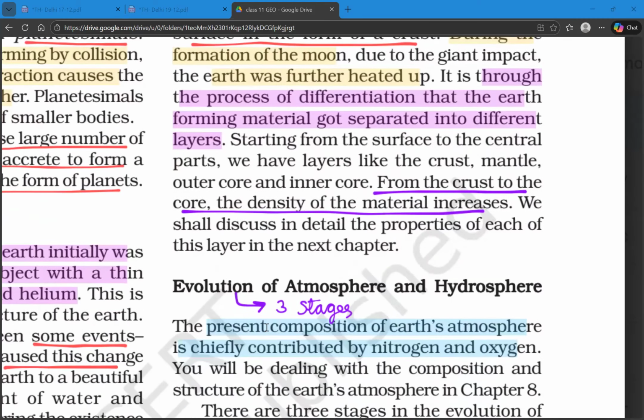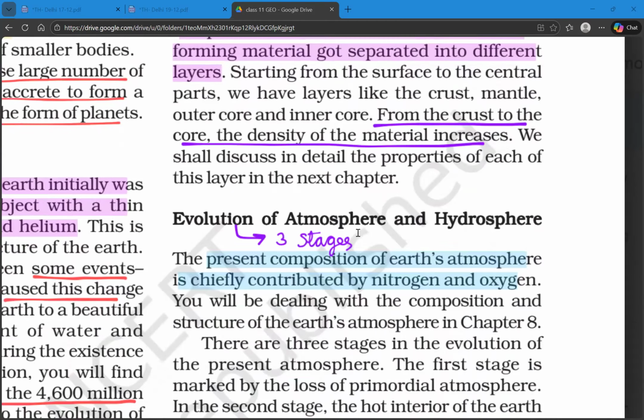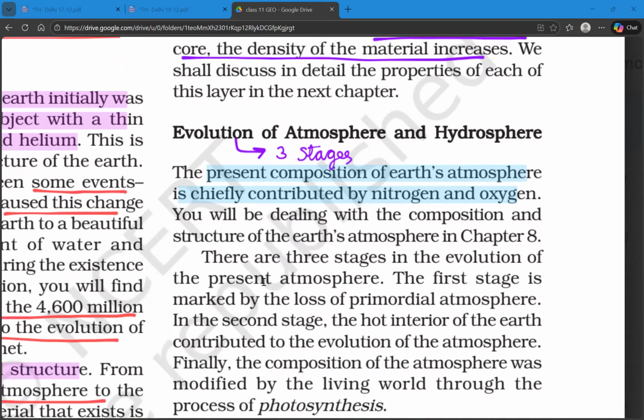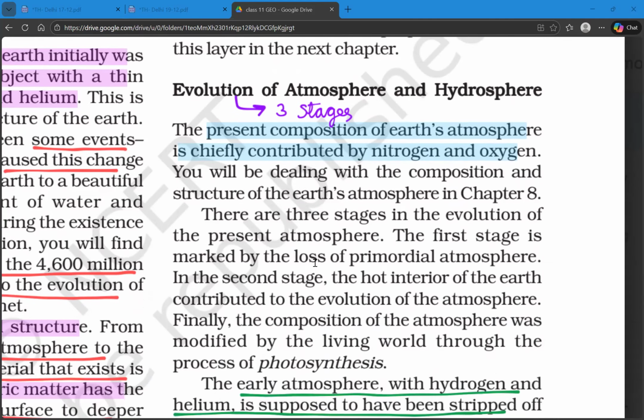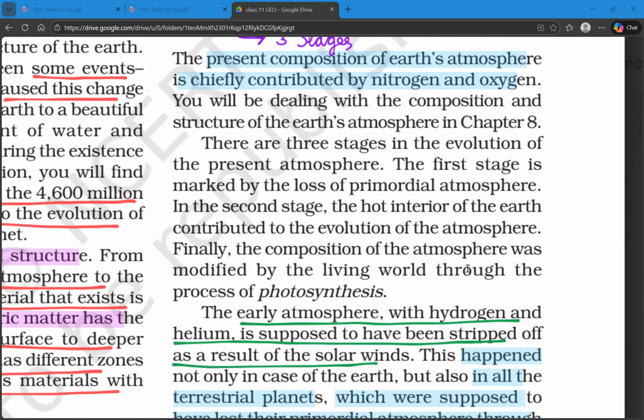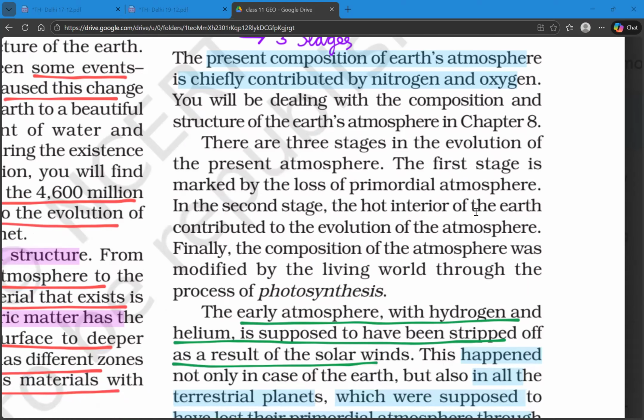The next one is evolution of atmosphere and hydrosphere. The present composition of Earth's atmosphere is chiefly contributed by nitrogen and oxygen, as we know. There are three stages in the evolution of the present atmosphere. The first stage is marked by loss of primordial atmosphere. In the second stage, the hot interior of the Earth contributed to the evolution of the atmosphere. And the third one is that the atmosphere was modified by the living world through the process of photosynthesis.